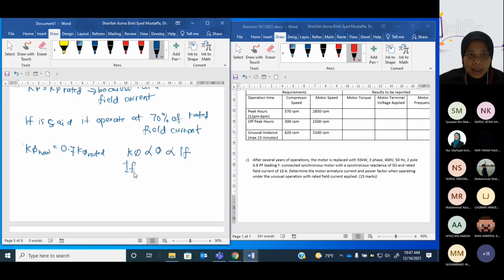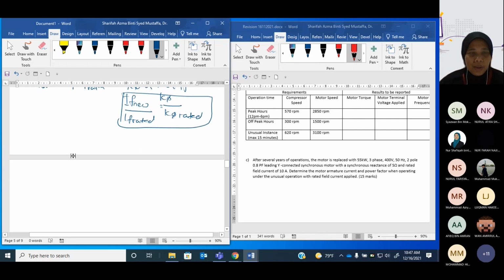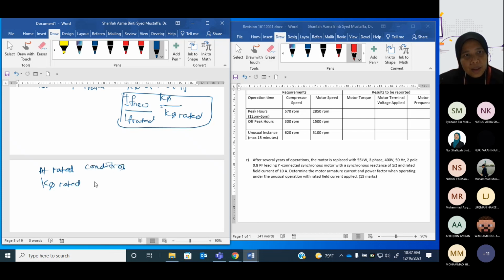Ini kalau you ada IF, nak calculate IF new, the relationship is IF rated equal to K flux rated. Okay, this is your relationship. Ini kita pun dah pernah buat juga. Now, so to calculate your K flux rated, nak tahu yang at new condition, so you must calculate at rated condition, your K flux equal to EA rated over omega M rated.